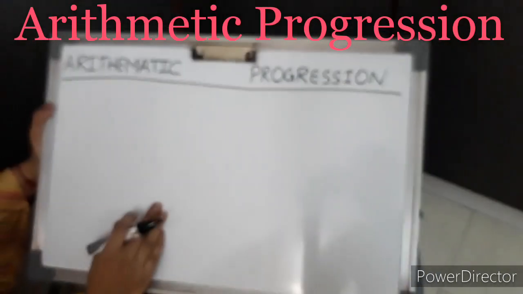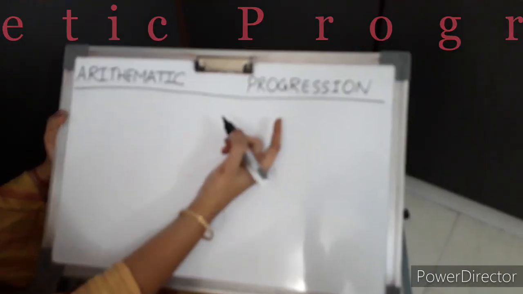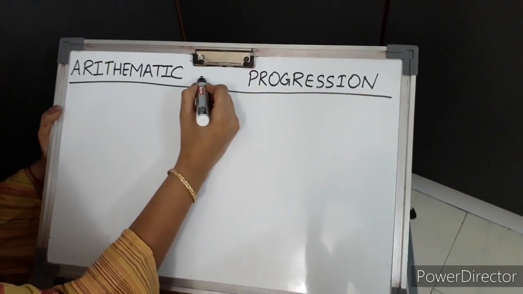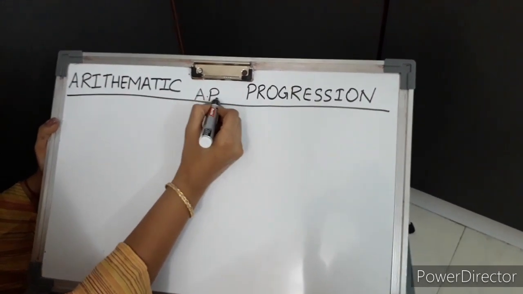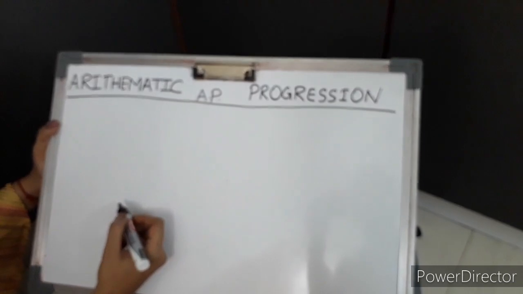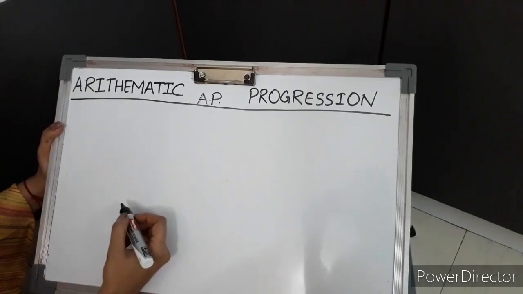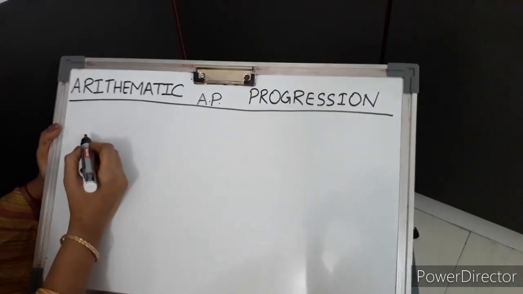Today, on demand, I am taking the topic of arithmetic progression from the class 10 syllabus. In short form we call it AP. This is a very short chapter based on formulas. Only a few concepts are there, which I am going to start now.